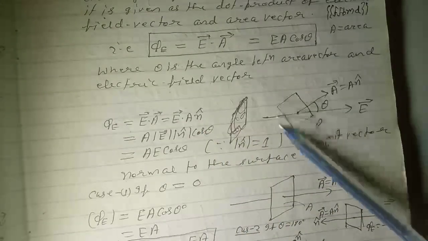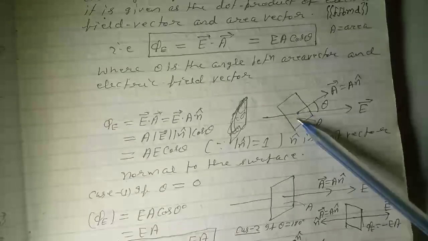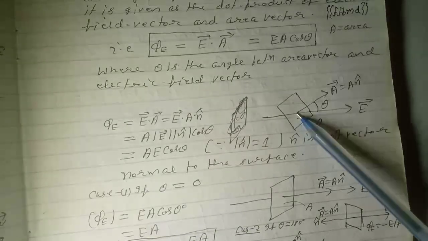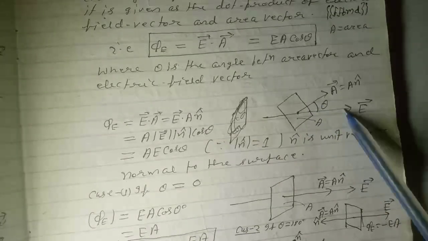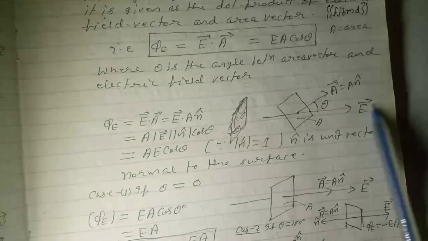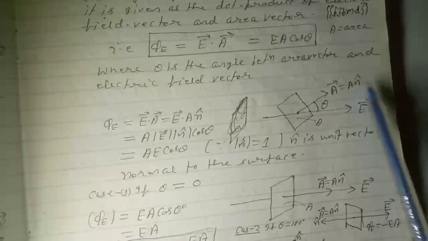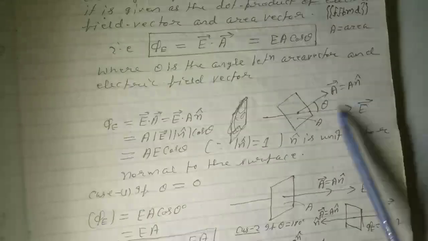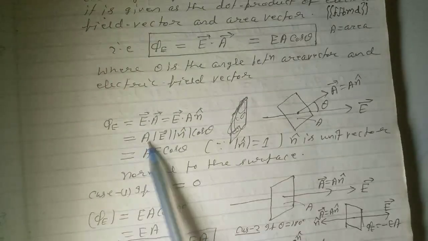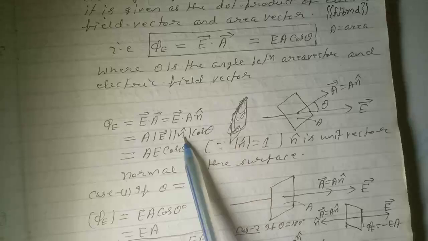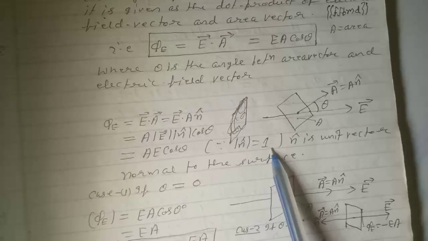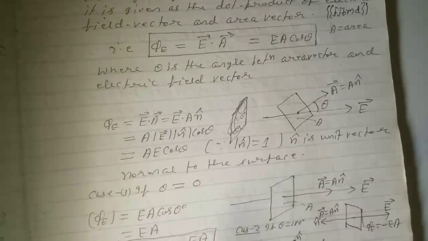along area vector. If this represents the area, the area vector is always perpendicular to the surface of the area. Here it is shown, and this makes angle theta with E vector because the electric field at this point is in this direction. So we can write A vector as A, the magnitude, into direction. N cap represents a unit vector perpendicular to the surface. So we have E vector dot A n cap, or mod of A, mod of E, mod of n cap into cos theta. Now n cap is a unit vector, so it will be 1. So it is EA cos theta, since mod of n cap is 1, n cap is a unit vector normal to the surface.